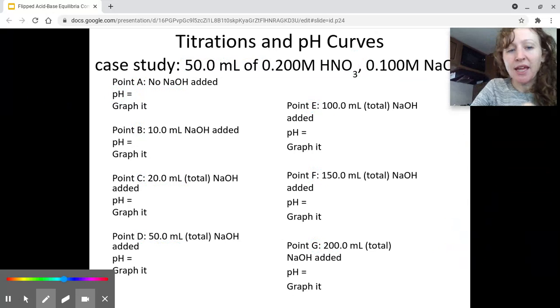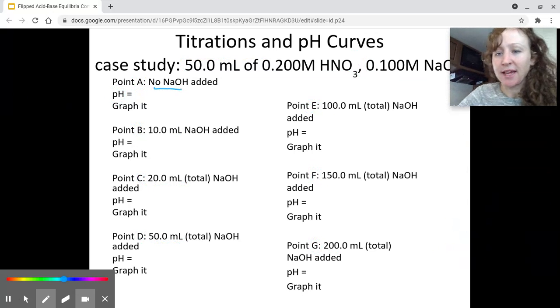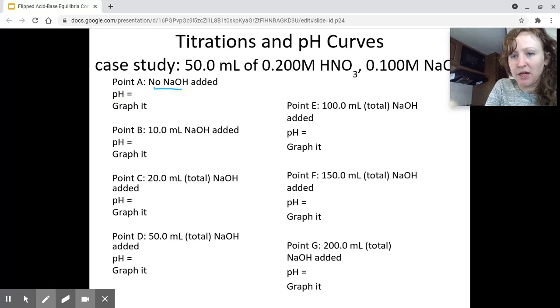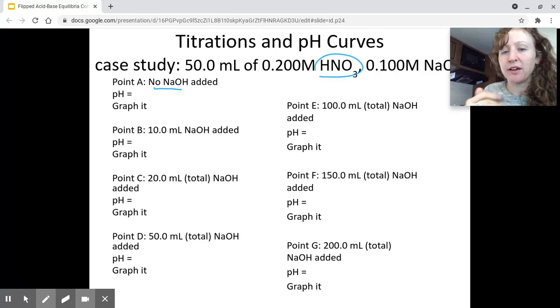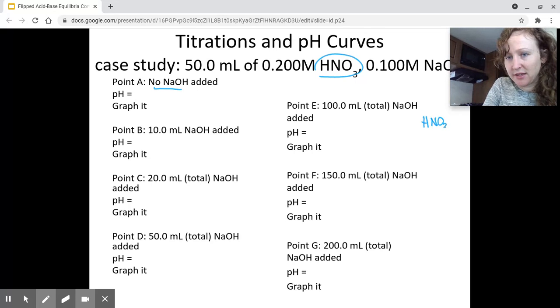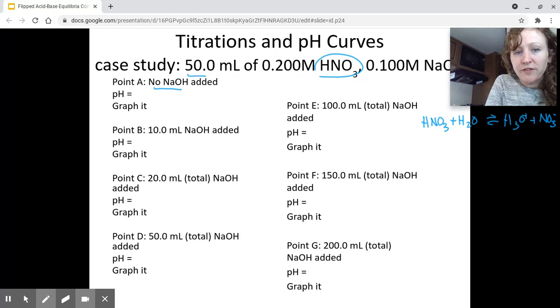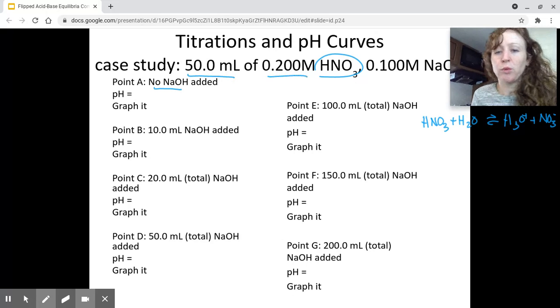Okay, point A, no sodium hydroxide is added. So when I look at my reaction, I only have nitric acid and water. So my reaction is just going to be nitric acid reacting with water. There's no base for it to react with, so I'm not including base in my reaction. Okay, so I have 50 milliliters of 0.2 molar nitric acid.